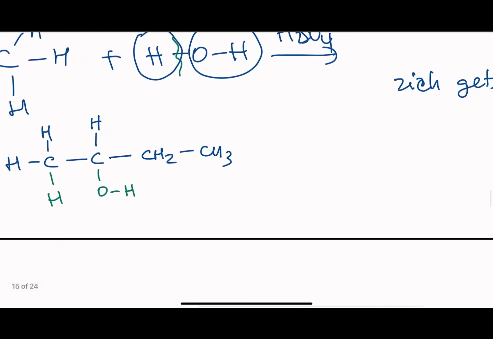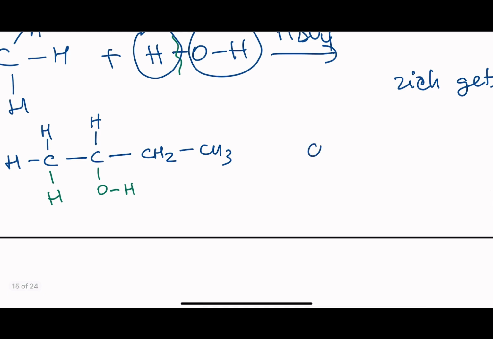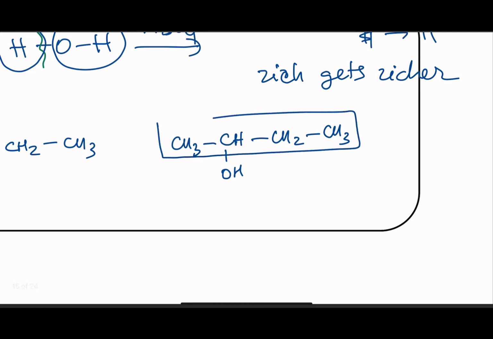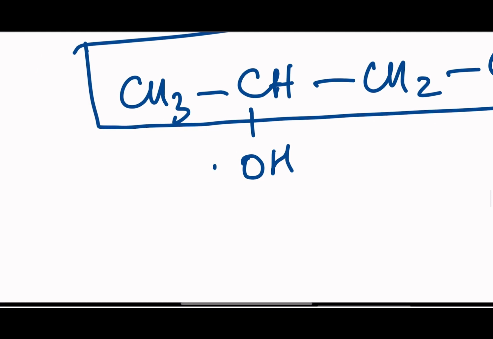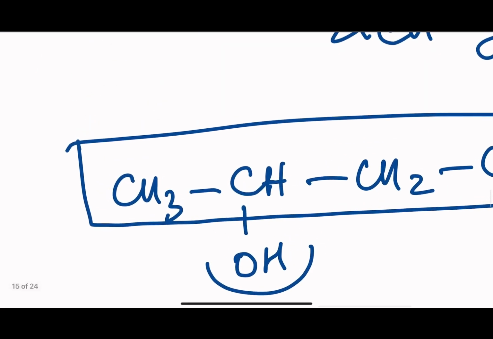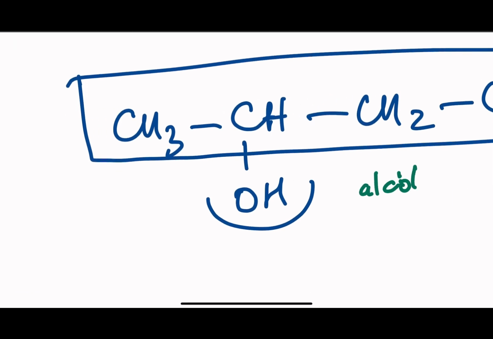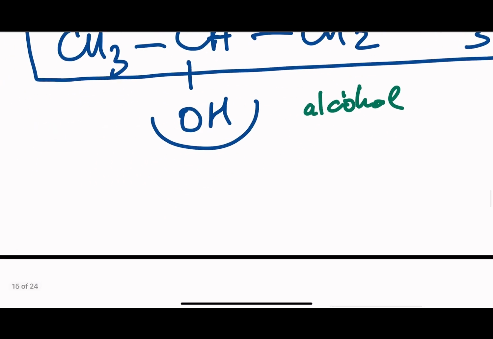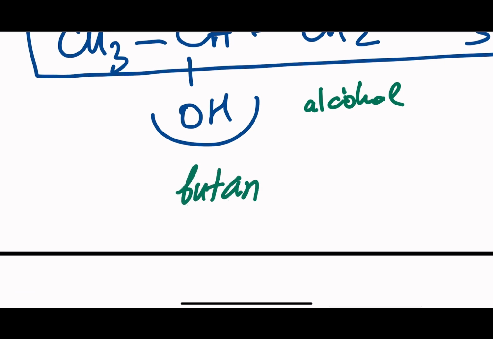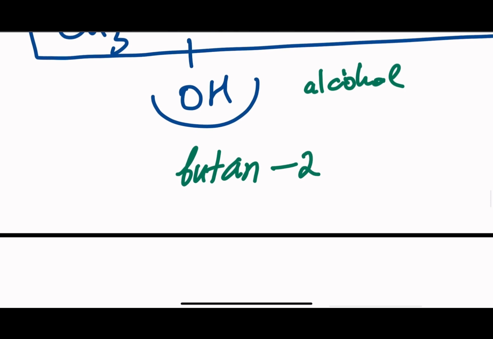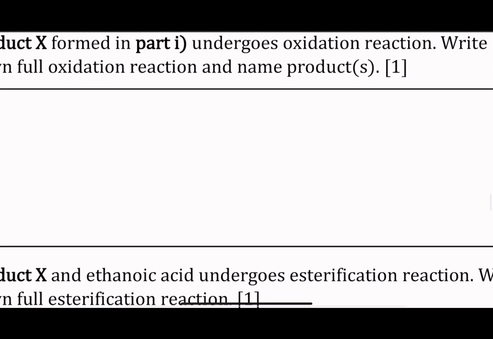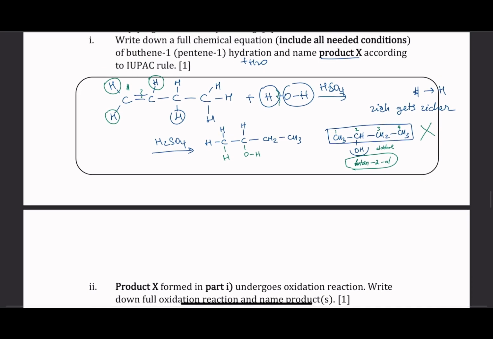If you write the condensed form, it is going to look like this: CH3, CH, OH, and then CH2 and CH3. And when we do the naming, we find the longest chain, which is this, and we start numbering closest to the OH for naming of the alcohol, because OH is for alcohols. So 1, 2, 3, and 4. You have here butan, and on the second carbon you have OH, so butan-2-ol. And this is the name for your alcohol, and this is your product X, guys.